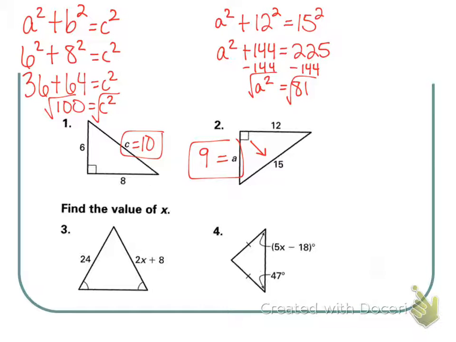Okay. On number 3, technically this is an isosceles triangle. Remember that whenever you have two base angles congruent, the sides across from them, here and here, also have to be congruent to each other. So we could set up a pretty simple equation. 2x plus 8 equals 24. When we subtract, 2x equals 16. So when we divide, x equals 8.